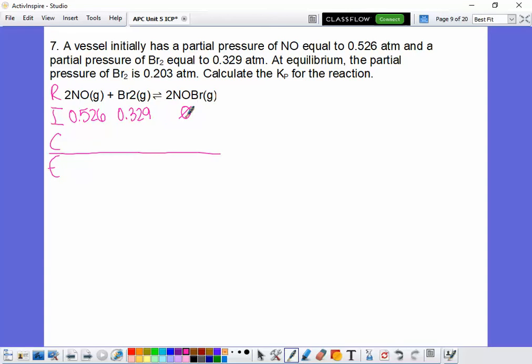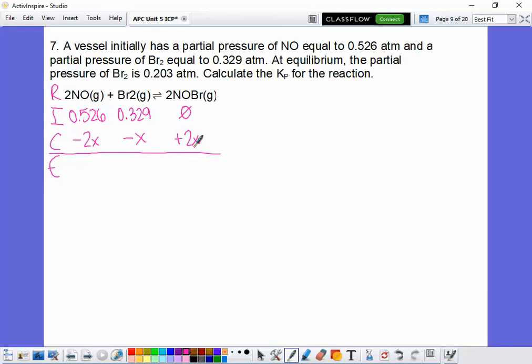All right. So what are going to be my changes? For NO, what's it going to be? Minus 2x. Why is it minus? We're going to have to proceed towards the products in order to make the equilibrium be reached. And why is it minus 2x? Coefficient of 2. Good. For Br2, what's my change? Minus x. And for NOBr? Plus 2x. Okay. The signs for your reactants will be the same. The signs for your products will be the same. You won't have a minus and plus on the same side of the reaction. That just doesn't work. They'll either both be minus or both be plus. Okay, keep that in mind.